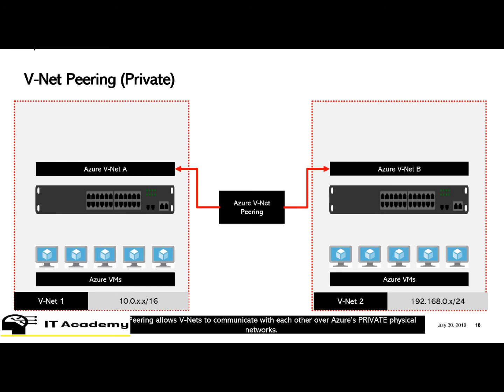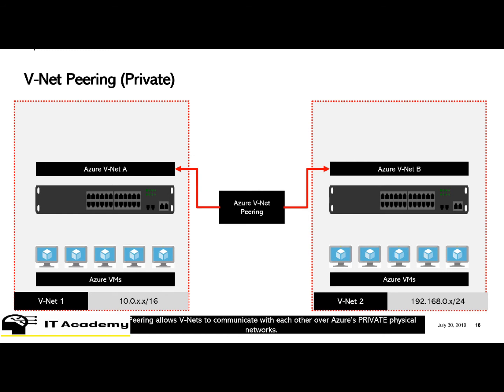VNet peering allows VNets to communicate with each other over Azure's private physical networks. It's essentially a network extension, if you like. Because that connection is private, there's no network level encryption applied on that peering. But what it does mean is that machines in VNet 1 can communicate with machines in VNet 2.